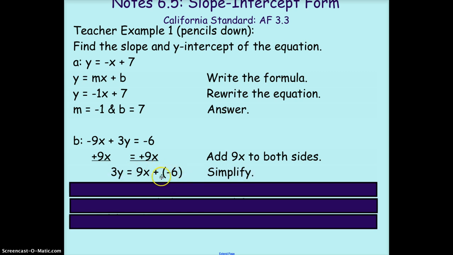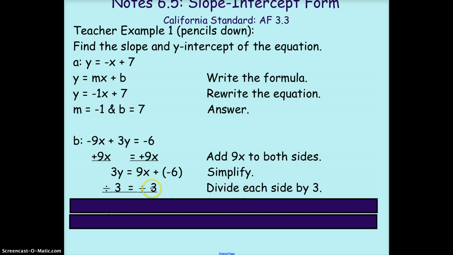Notice I kept it as addition because we want it in the form y equals mx plus b. I want the constant at the end, and this is what we talked about a bit last week, that you need to start working on getting the constant at the end. So instead of doing -6 plus 9x, we flip it around. Now we need to get the y by itself, so we divide both sides by 3. And of course, 9 divided by 3 is 3. -6 divided by 3 is -2.